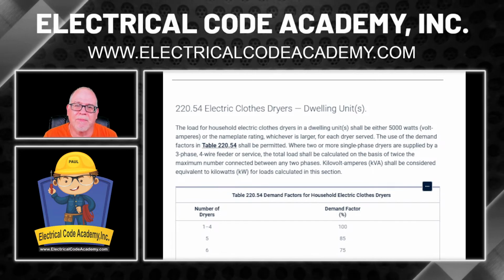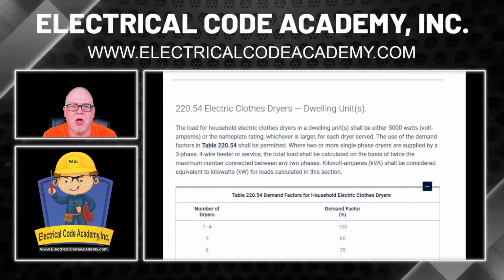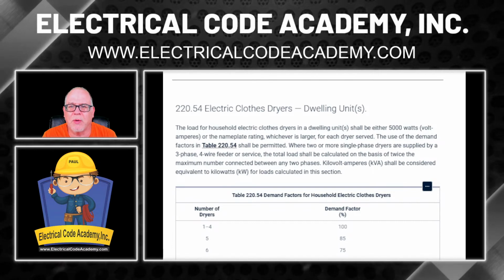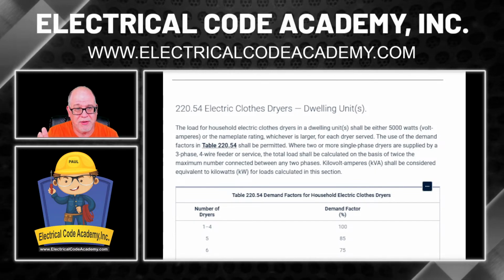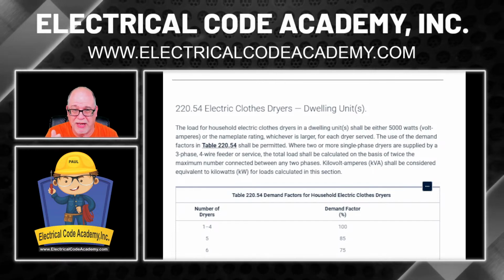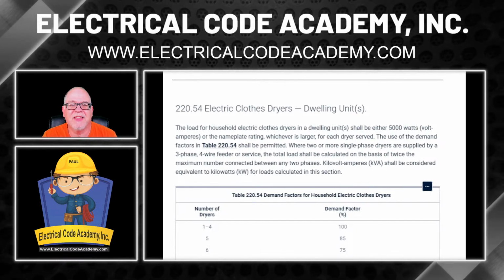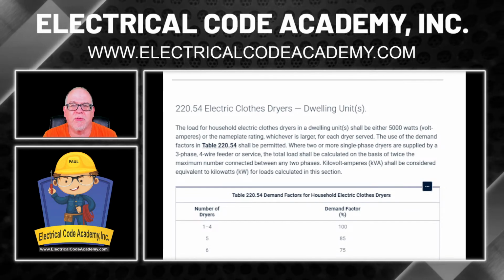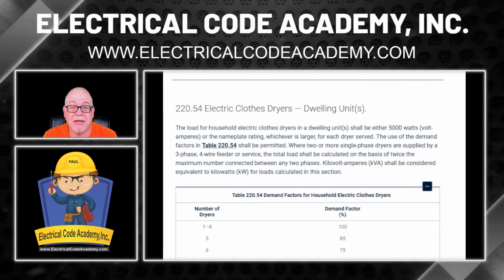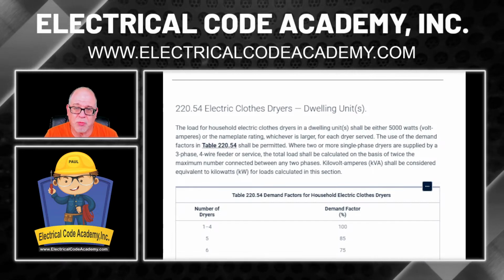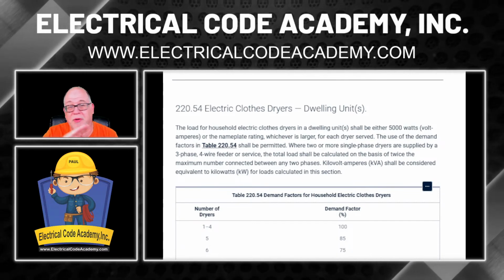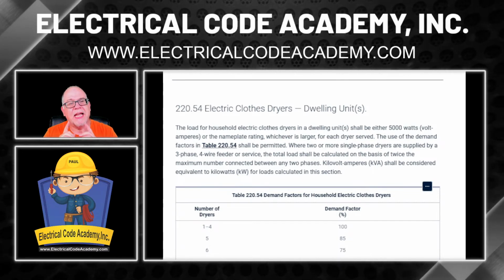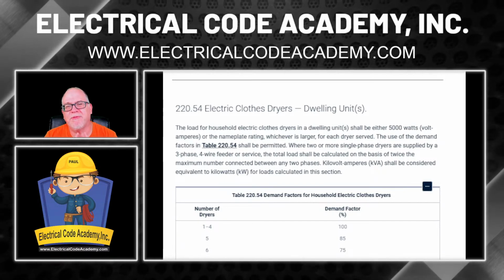All right, so look right here. 220.54. It says the load for household electric clothes dryers in a dwelling unit, or units, so we only have one we're dealing with right here, shall be either 5,000 watts, and obviously you see it says volt amperes. It's synonymous, 5,000 watts or 5,000 VA, or the nameplate rating, whichever is larger for each dryer served. Okay, now we don't even need to use the table because we only have but one, and in the table it says up to 4, it's got to be 100%. So there is no demands. You take it. Now, in our question, it was 5.4, right?